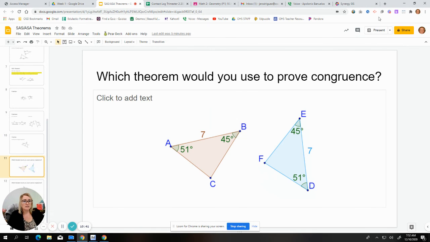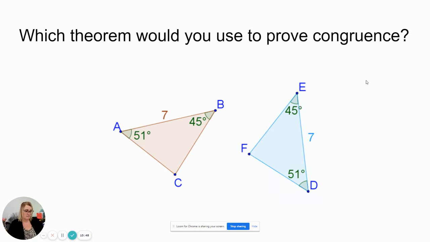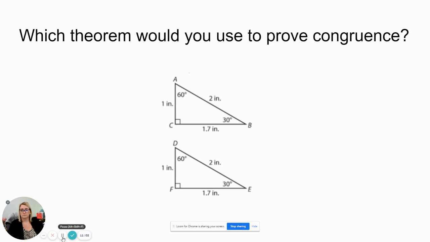All right, so I'm just going to pop up some triangles and you decide based on what you see if they are going to be congruent or not. And if they are, which theorem would you use? So just look at this really fast. Would you use angle, side, angle, or would you use side, angle, side? All right, so same on this one. How would you prove that these two are congruent? Would you use side, angle, side, or would you use angle, side, angle?